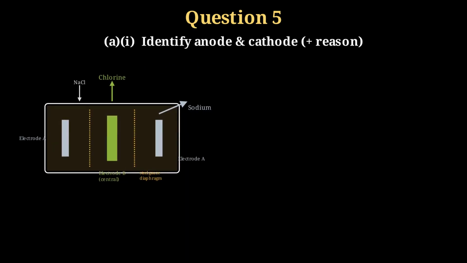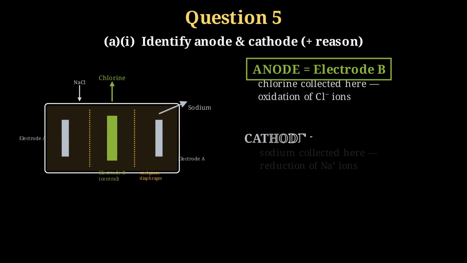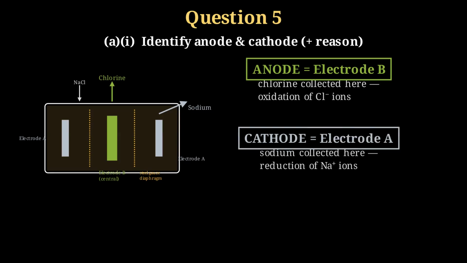Part 1. Identify the anode and cathode with reasons. The rule is, the anode is where oxidation happens, the cathode where reduction happens. Chlorine is made by oxidizing chloride ions, and that's happening at the central electrode B. So electrode B is the anode. Sodium metal is made by reducing sodium ions, gaining electrons, and that happens at the side electrodes, A. So electrode A is the cathode.